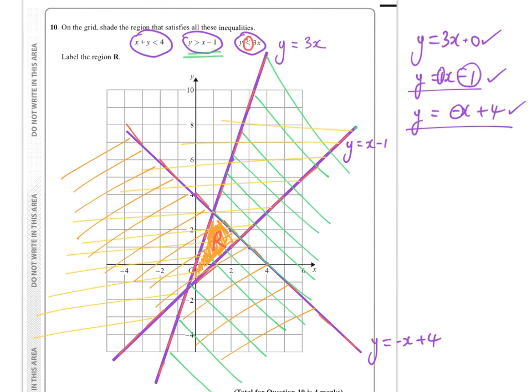Okay, so that's the best advice I can give on this type of question. If you know your straight lines reasonably well, then you should have no problem at all.